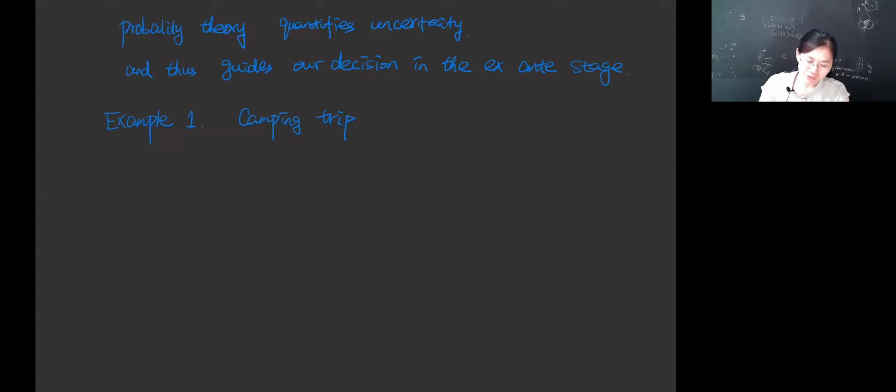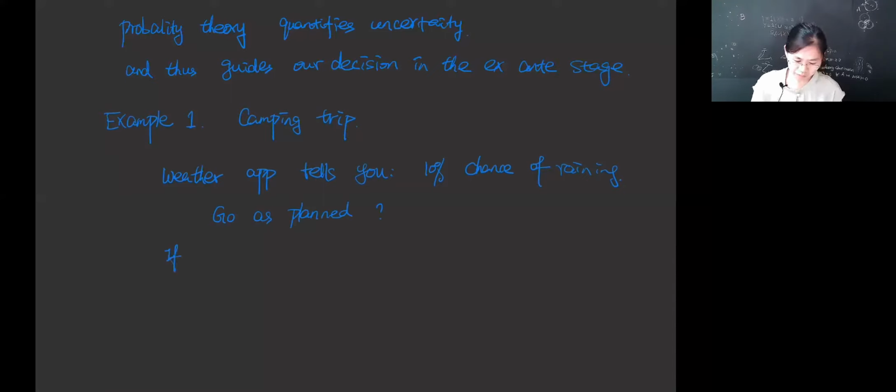The weather app tells you there is a 10% chance of raining over the weekend. In that case, most of us would think that the chance of raining is low, so it's probably not going to rain. So we'll go on the camping trip as planned. But suppose the weather app tells you that the chance of raining is 90%. Then suppose it is possible to reschedule your trip. Then a lot of people would say that let's reschedule for next weekend.